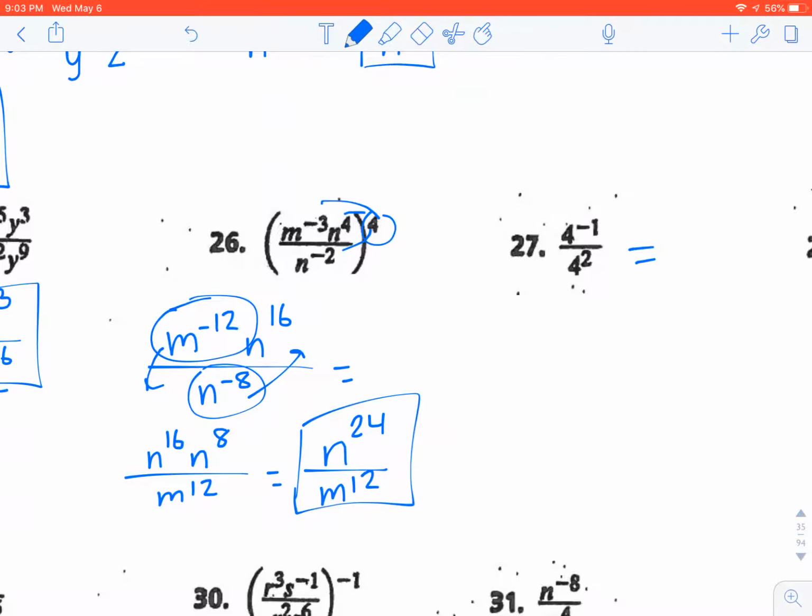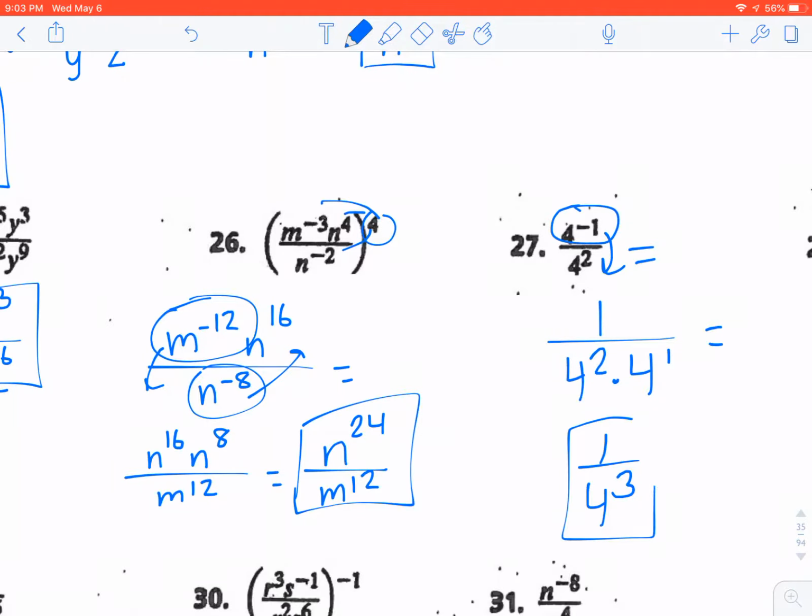27, you move that 4 to the negative 1 to the denominator. So you have 4 to the 2nd times 4 to the 1st. You end up with 1 over 4 to the 3rd, because when you multiply same base, you're adding those exponents in the denominator. So make sure your base stayed as 4 for number 27.